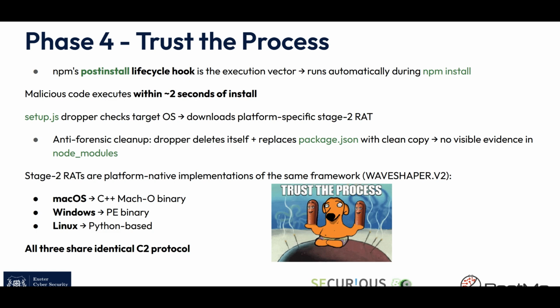The malicious code executes within 2 seconds of the install. It's worth noting, because they don't wait for anything else. The setup.js dropper checks the OS, and downloads the proper remote access Trojan for the OS. So it was nicely made code, and there is an anti-forensic cleanup, which is very important, because that's what enables the researcher to reverse engineer this malware. So the dropper gets the payload and then deletes itself and replaces the package JSON with a clean copy without showing the plain-crypto dependency. So there's no evidence in the node modules.